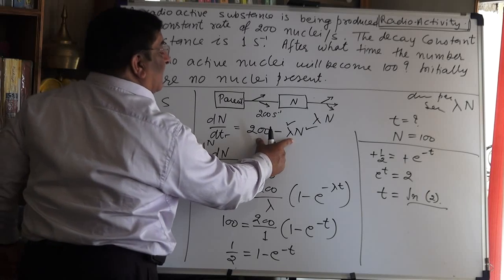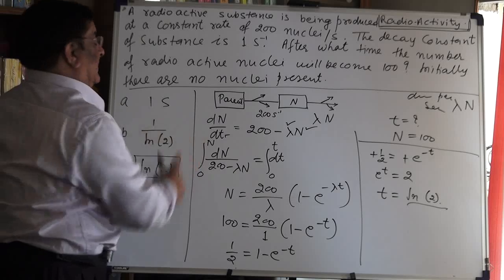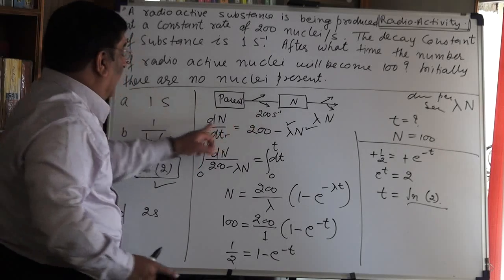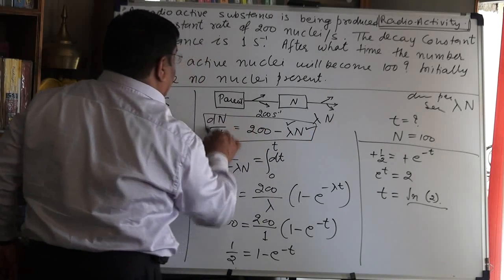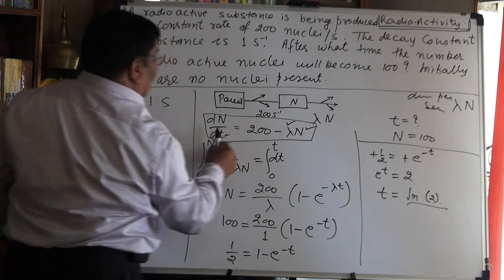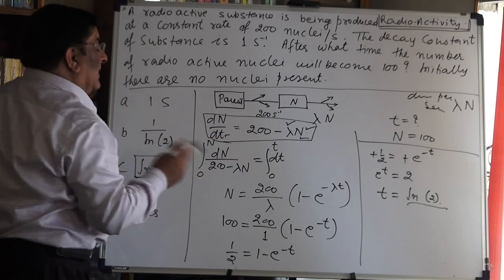This is being produced every second, and for every second we have a notation dN by dt, the rate of change of this nuclei. Okay, so this is our equation. Now what is given to us? That this N will become 100 after some time and we have to find t.